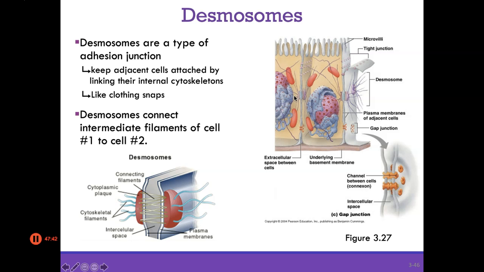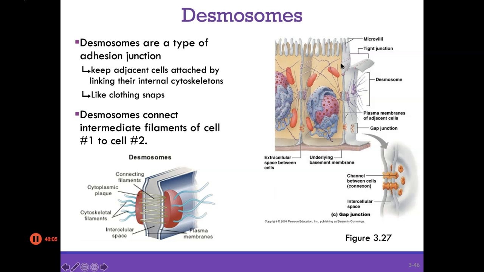What happens is the desmosomes can connect intermediate filaments of one cell to the intermediate filaments of another cell. Remember that intermediate filaments are types of cytoskeletal proteins that provide structure. So in this way, we're linking one cytoskeleton to another through these proteins called desmosomes.